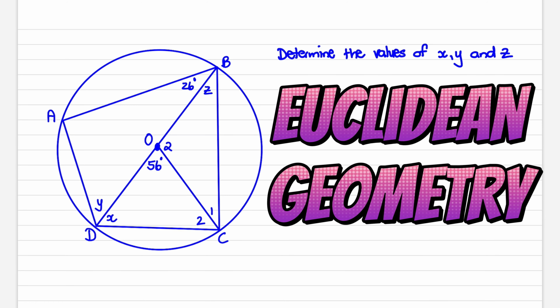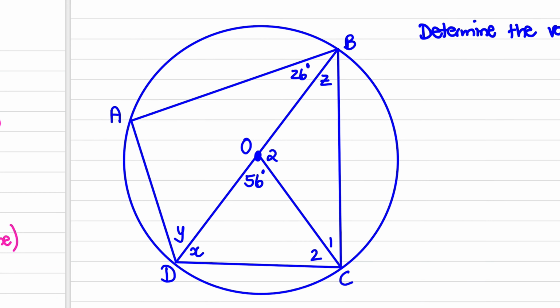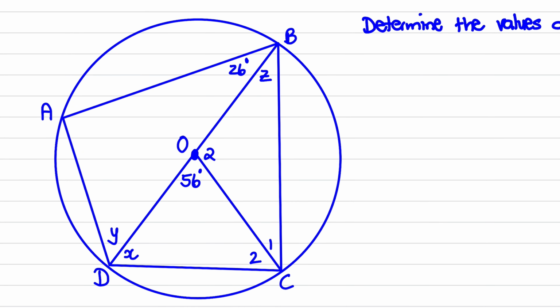In this video, we'll use circle geometry to determine the values of x, y, and z in the following diagram. So let us inspect our diagram. First, I see that we have O as the center of the circle, and nowhere on the diagram do we have any parallel lines or equal lines indicated.